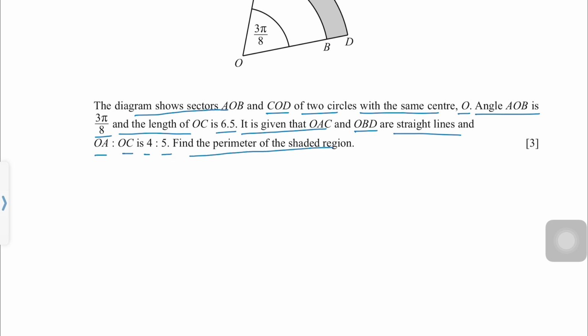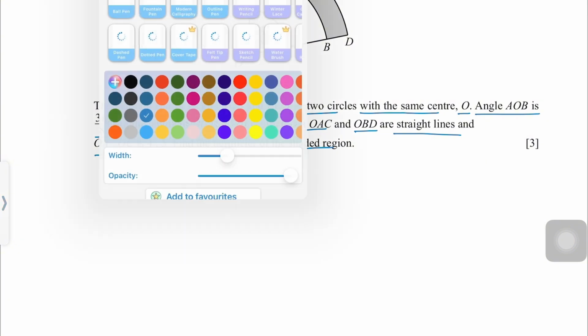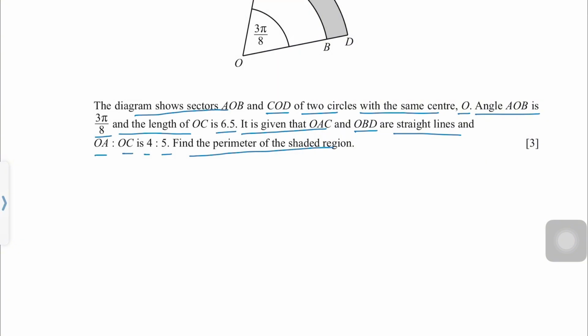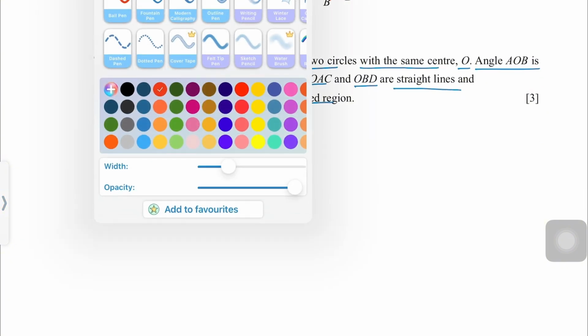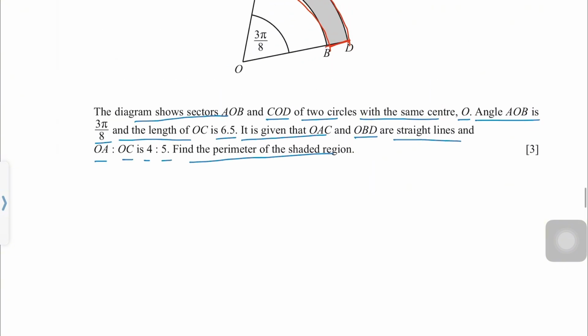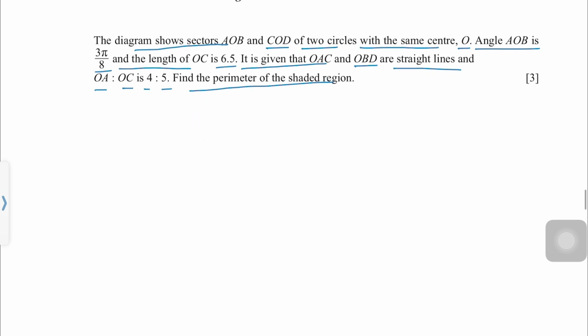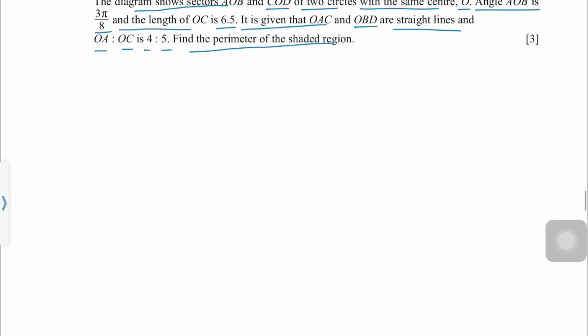So for the shaded region, we need the length of CD. Let's just mark it in a different color. This would be this CD, this AD, this BD, and this AC. So now moving on, we need these three lengths. AB can be calculated simply, I guess, because CD can be calculated simply, because we are given our OC, that is the radius. Let's just calculate our OA radius as well.